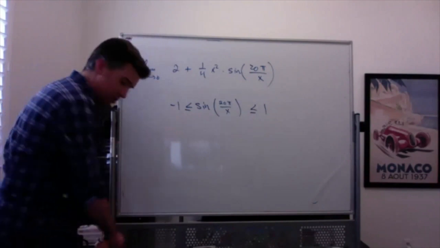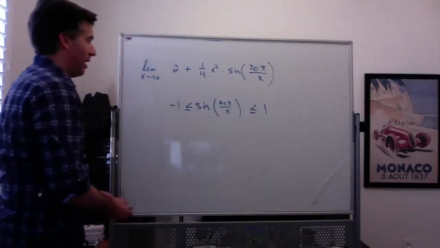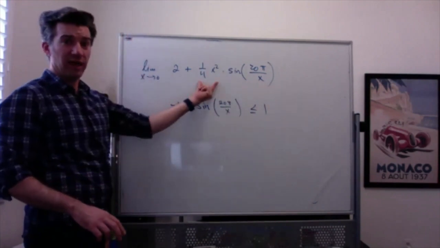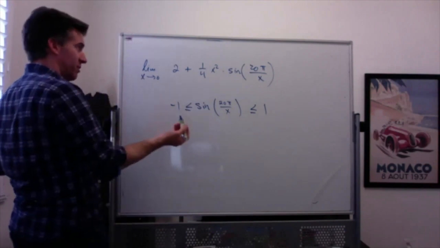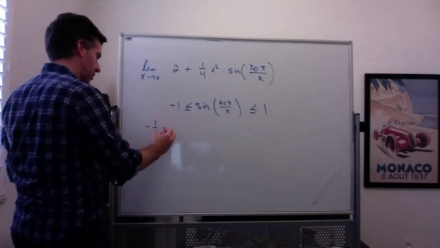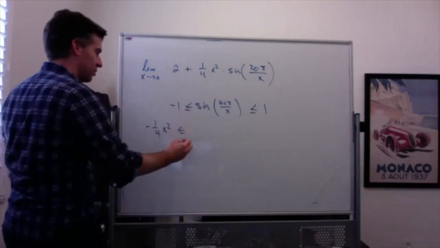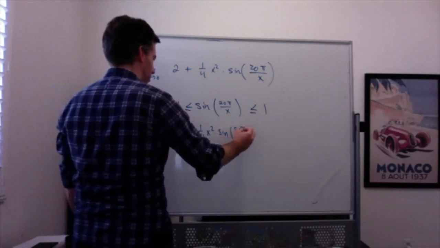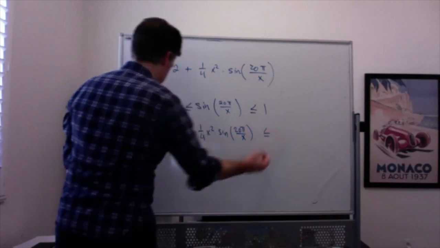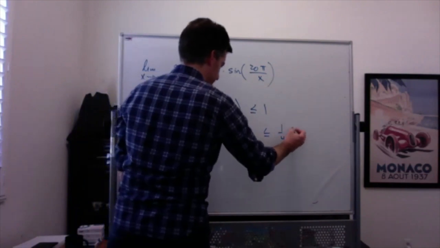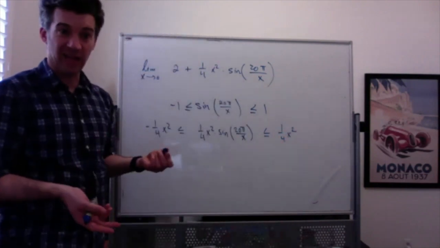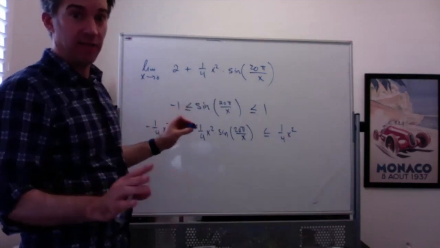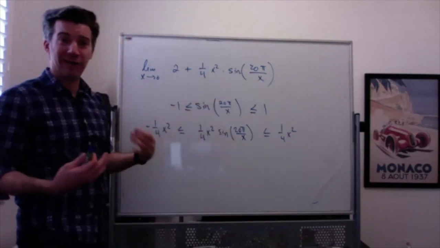And then we're going to manipulate it. I want to have this in the middle. So first I'm going to multiply everything by 1/4 x squared. So -1 times 1/4 x squared is -1/4 x squared, less than or equal to 1/4 x squared times sine of 20 pi over x, less than or equal to positive 1/4 x squared. Be careful, if you multiply by a negative, you have to change the order of the inequality. Not that we have that here, but just something to remember. If you multiply by a negative, you have to change the order, the alligator eats the bigger number, right?